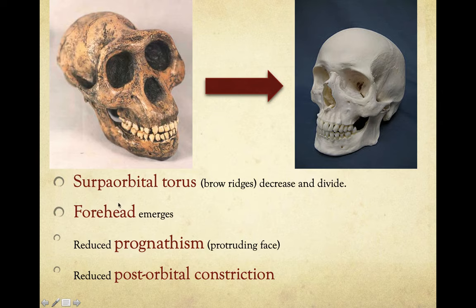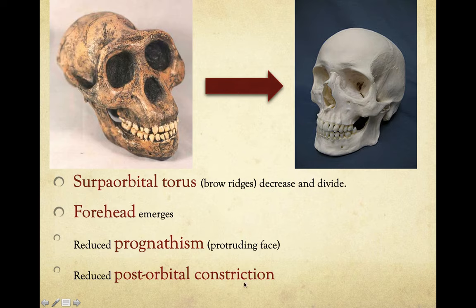Over time, a forehead emerges. Here, our earlier species has no forehead whatsoever. It slopes back from the supraorbital torus. We have a forehead that springs straight up out of our eyes, so we have a true forehead. Reduced prognathism. You can see here there's some prognathism, and as you saw with some of the prosimians, there's extreme prognathism, which means a snouty face like a dog. But our faces are very flat.